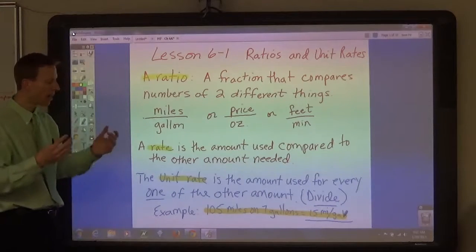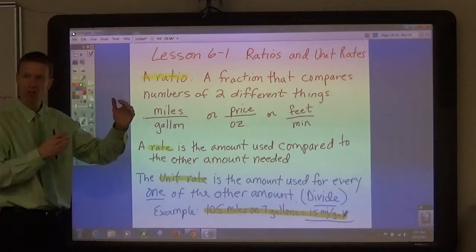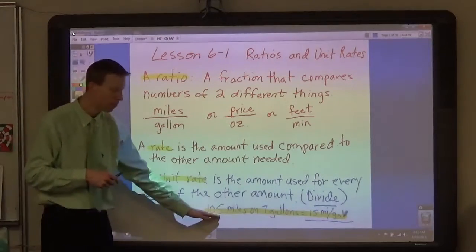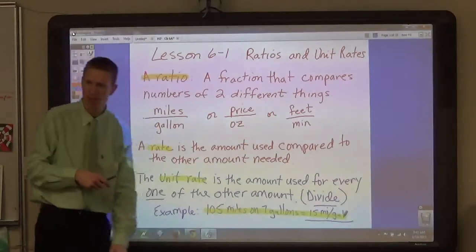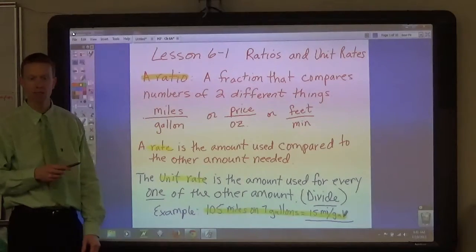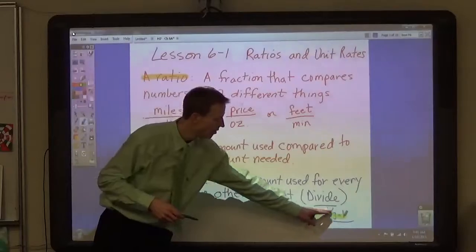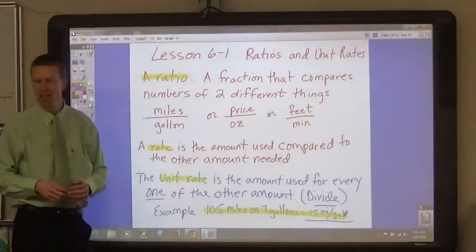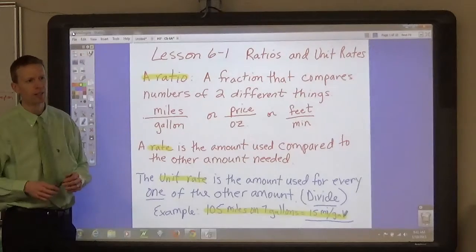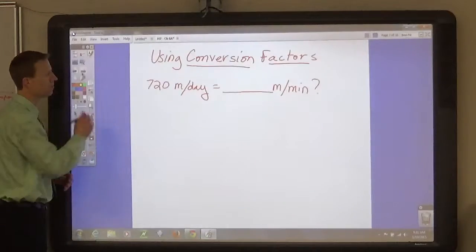So to find that, when you're given 2 amounts, you divide. You divide the top number by the bottom number, and then label it. Miles per gallon. That slash means per. Okay? Does that make sense? Let's go through some examples.